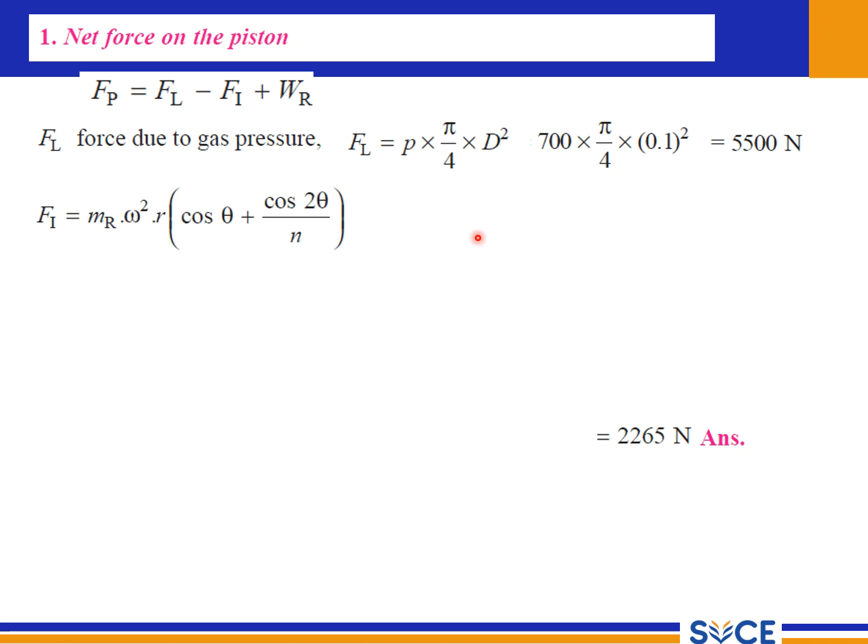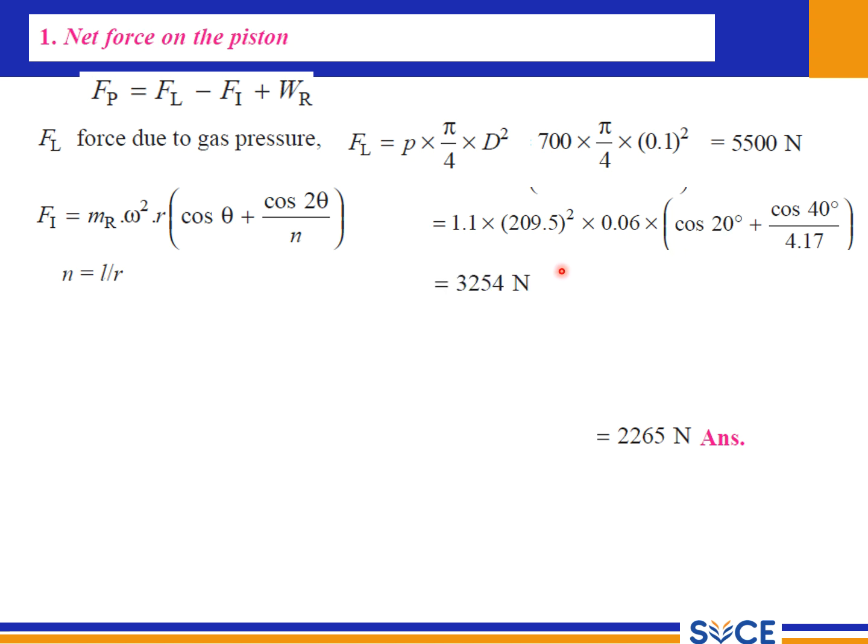Now calculate the inertia force. Mass of the reciprocating parts, theta is given, n equals L by R. So L by R you can substitute, we get 4.7. 1.1 is the mass of the reciprocating parts. Omega is 209.5. Radius is 0.06. Theta is 20 degrees. n is 4.7. If you substitute, I am getting the value 3254 Newton.